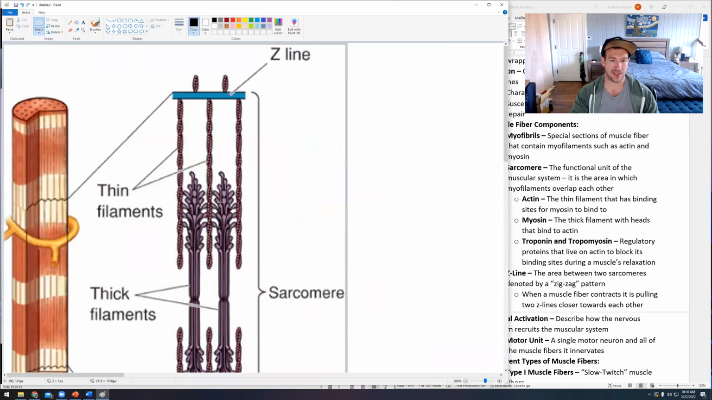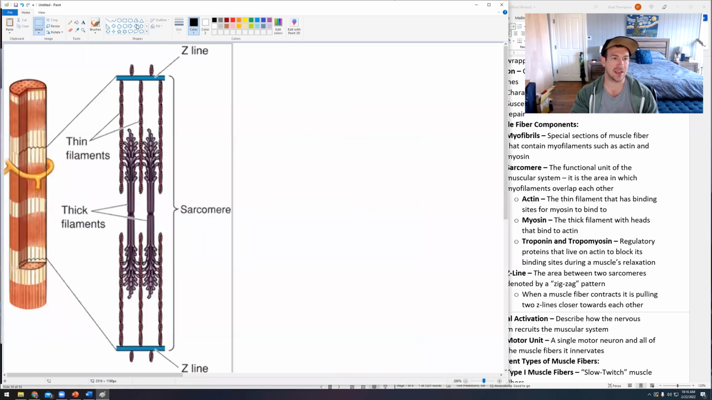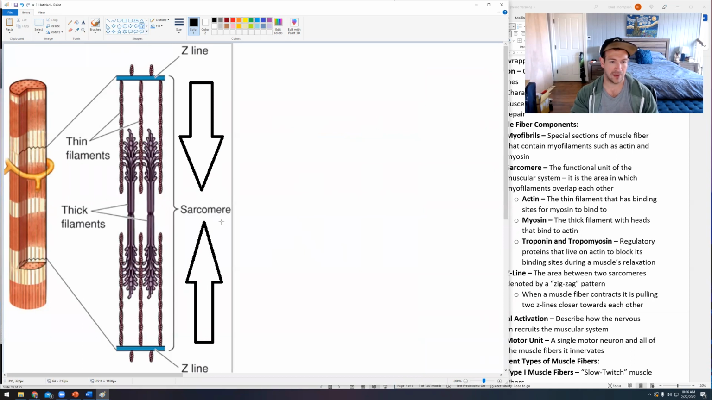So when we look at this little section, what's going to happen is this is going to contract down this way, and this one's going to contract up that way. And that's going to happen over here as well, right? You can see there's the next little sarcomere, there's the next one. And so what a myofibril is, it's just a whole bunch of proteins all stacked end to end like this.